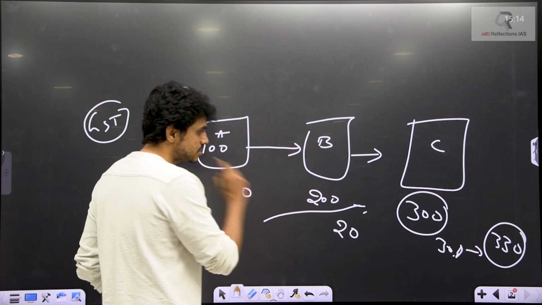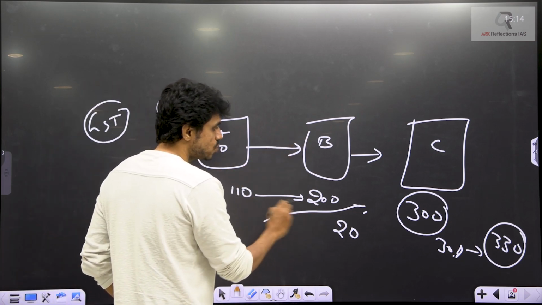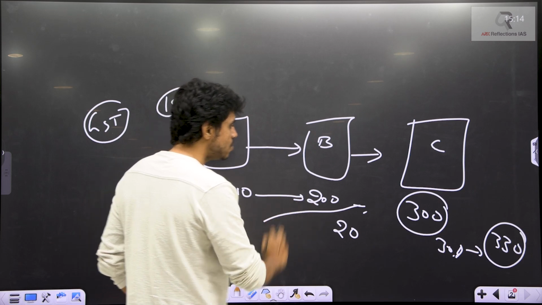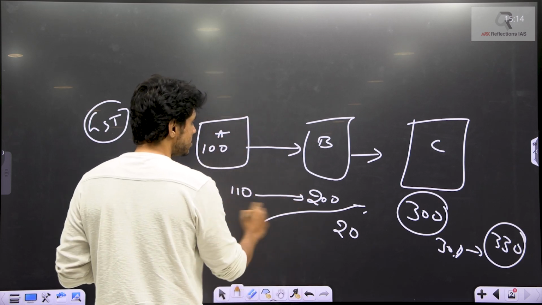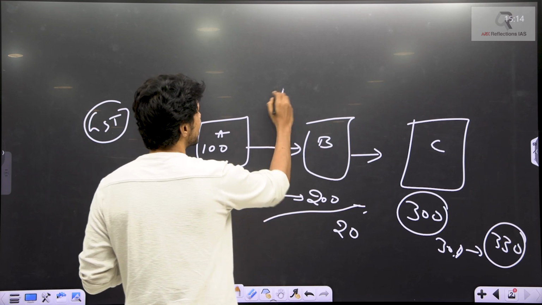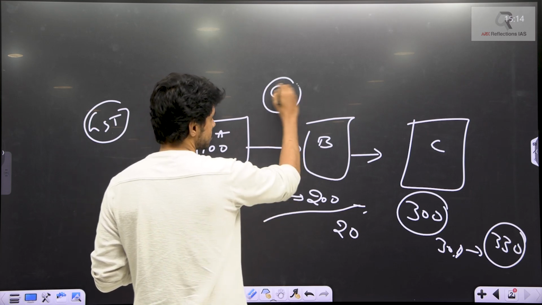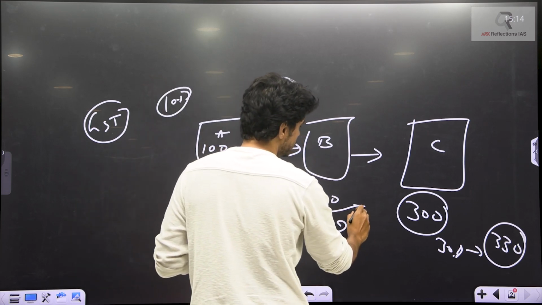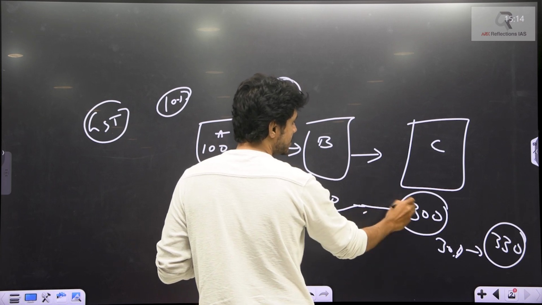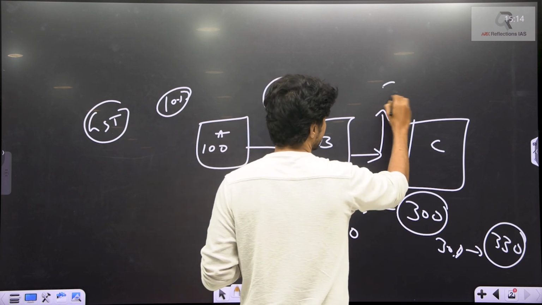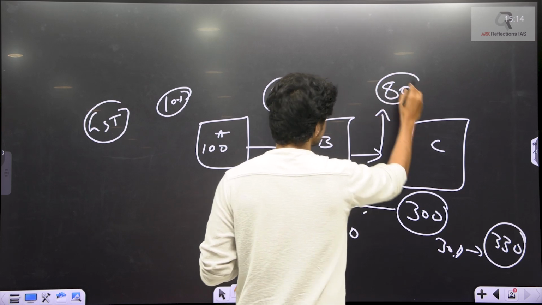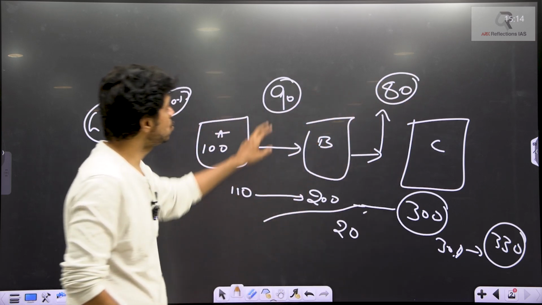Okay, for suppose 110 to 200, what is the value? 200 rupees. What is the value addition the person has done from 110 to 200? Here the value addition is 90 rupees. Okay, here it is 220 rupees. From 220 to 300, the value addition is 80 rupees. GST says you have to pay tax only on the value addition.